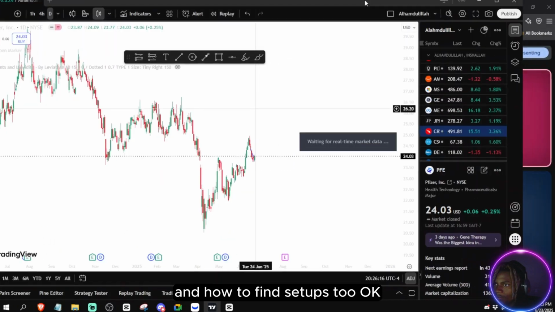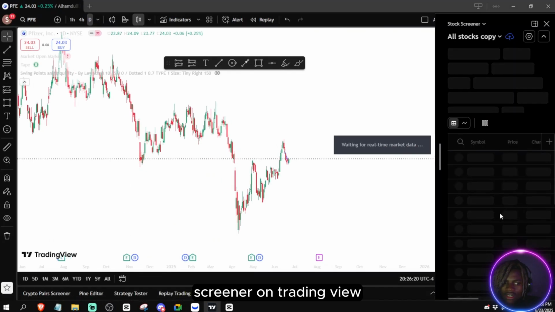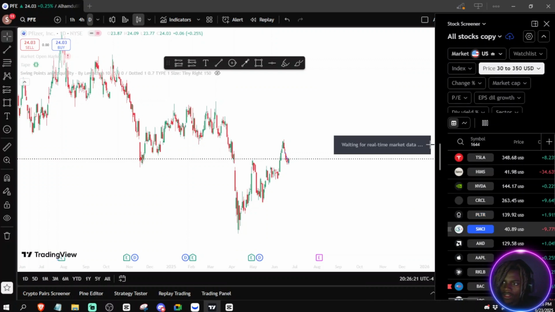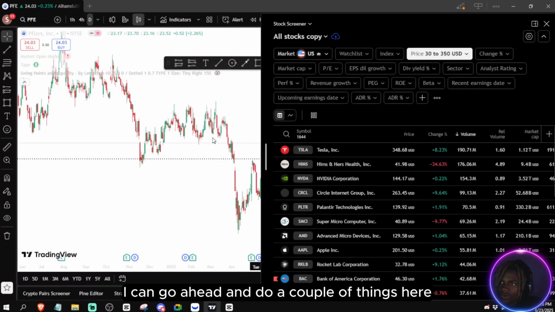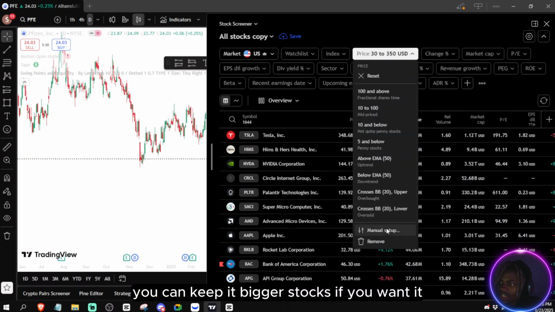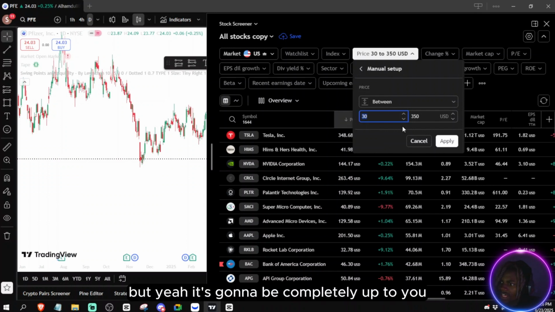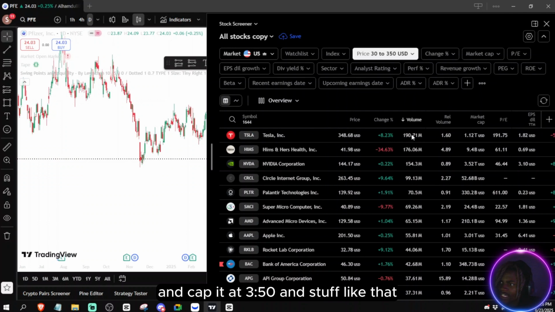Okay. So what I like to go ahead and do is come to the stock screener on TradingView, and then from there I can do a couple of things here. I like to set the price here. You can keep it to bigger stocks if you want, or you can set some lower-priced stocks, but it's going to be completely up to you. And cap it at 350 and stuff like that.